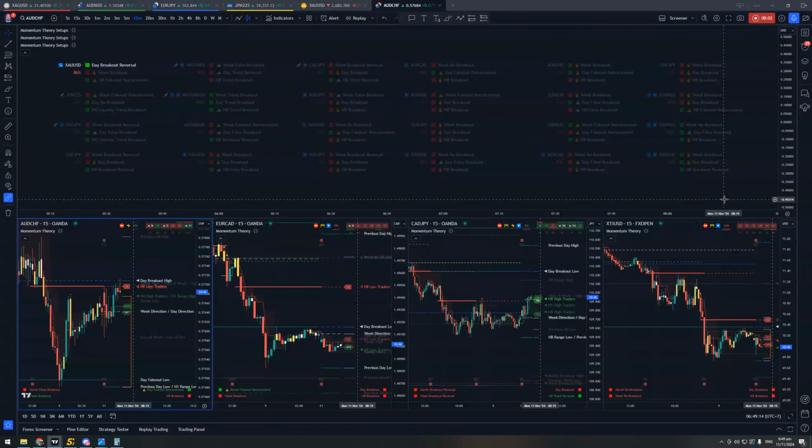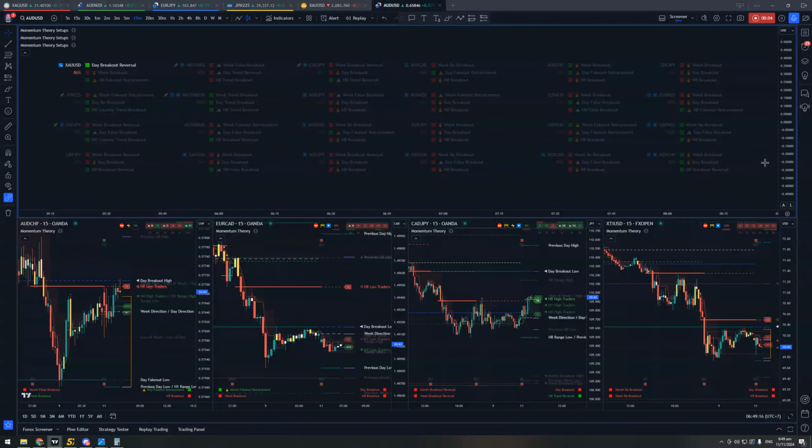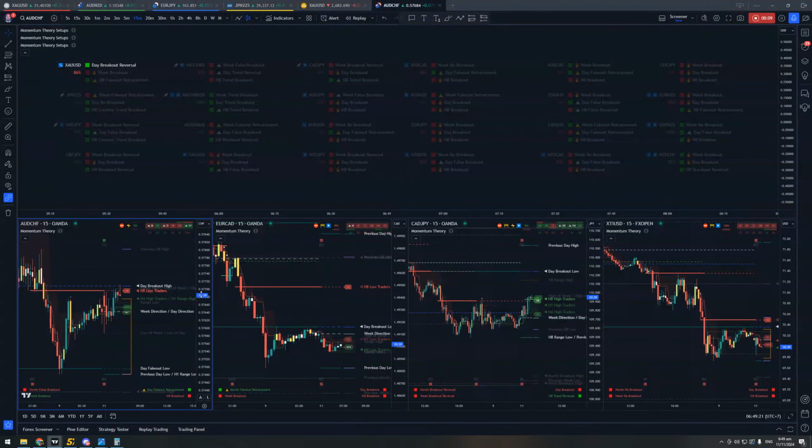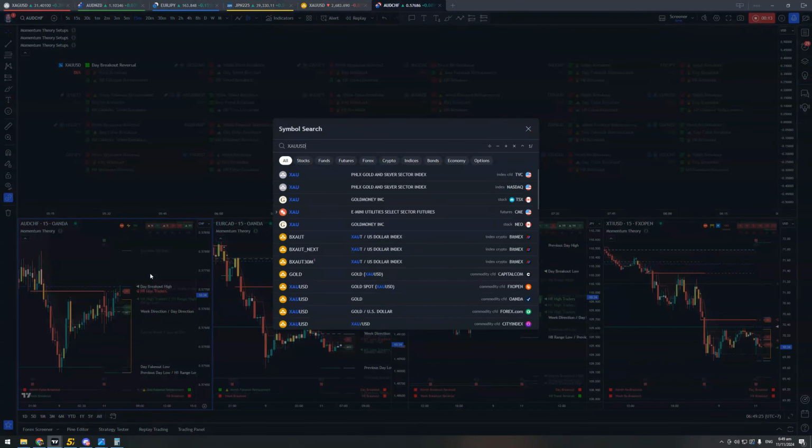Okay, Asia session starting. Gonna do it live today. Ten minutes before session start, gonna scan all my pairs. Gold, this first one I'll be taking a look at.